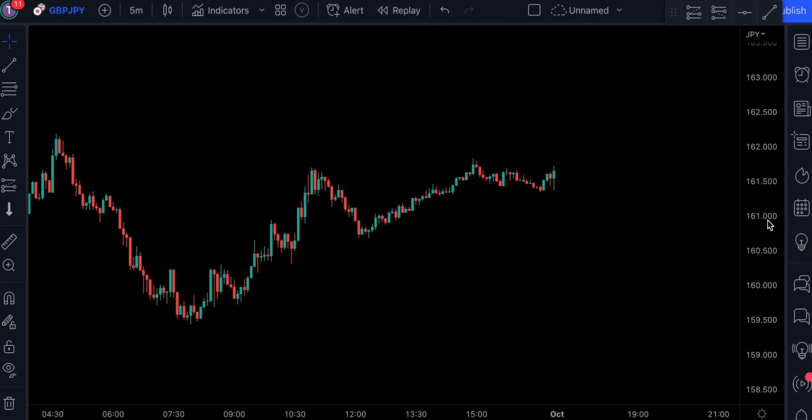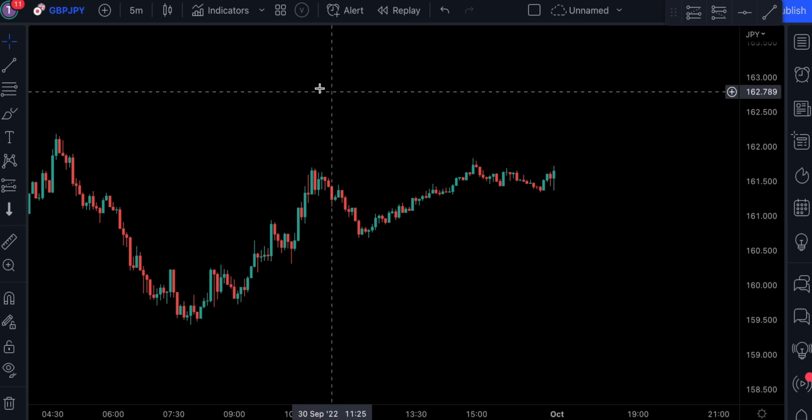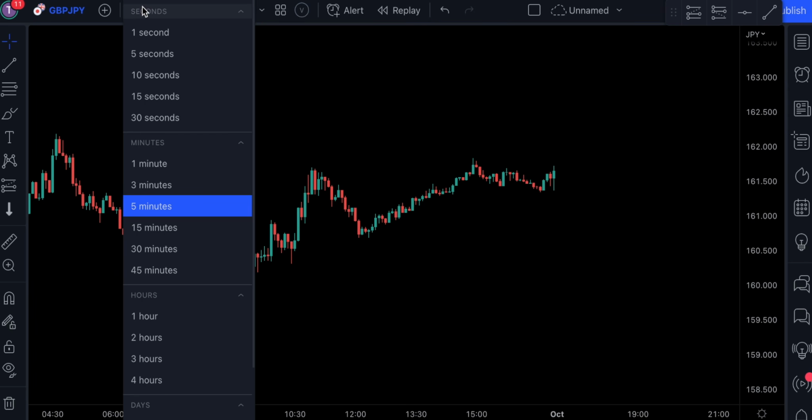Alright, so we're currently looking at the price of GBP JPY on a 5-minute time frame. Just like I said, this indicator works on all markets and all time frames. You can use it on a 1 hour, 4 hours, or even a daily chart.